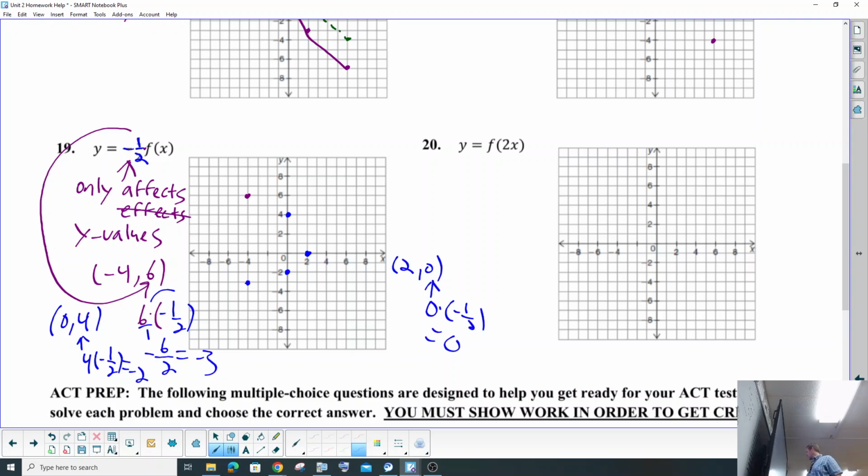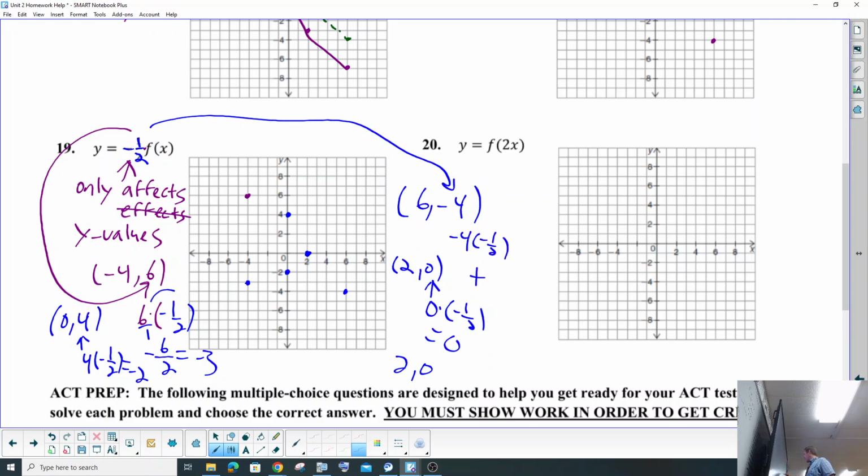Okay, so 2, 0 really didn't do anything. It just stayed as 2, 0 when we multiplied the -1/2 through. But what about the last one? 6, -4. And so we had 6, -4. Remember, we multiplied that -1/2 with just the y value. And so -4 times -1/2 is a +2, because half of 4 is 2. Okay, so that means we're going to go 6 and then +2. And so when we do that, we go here.